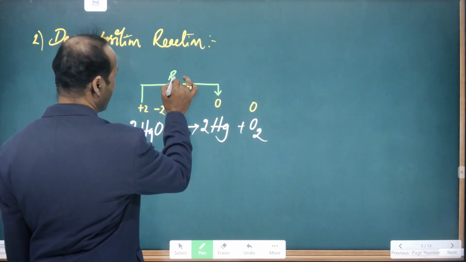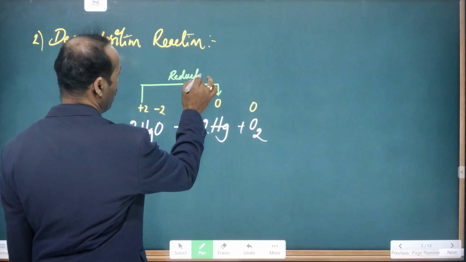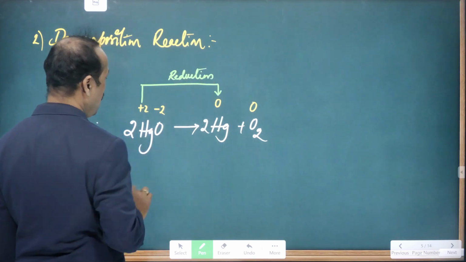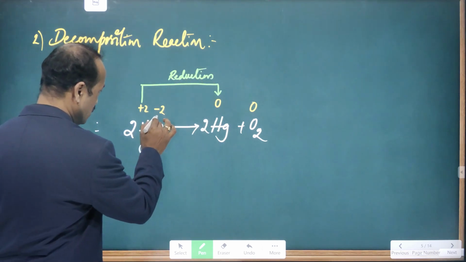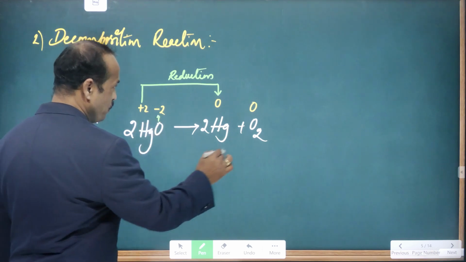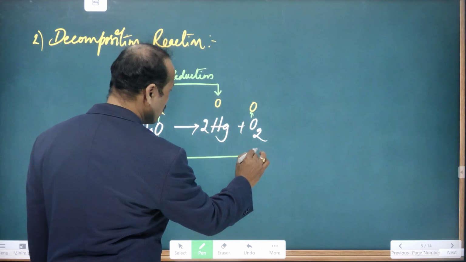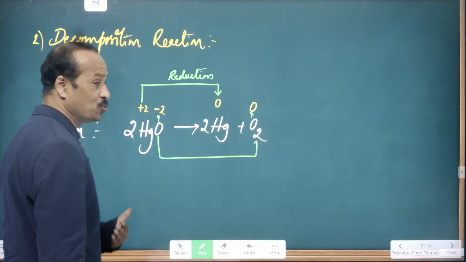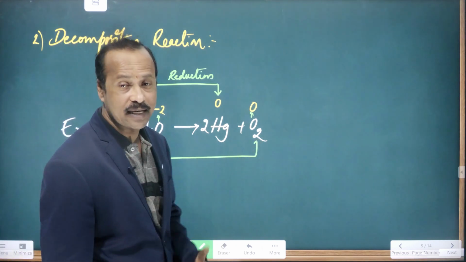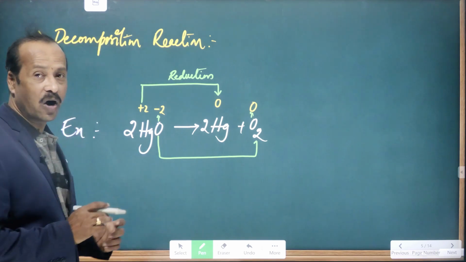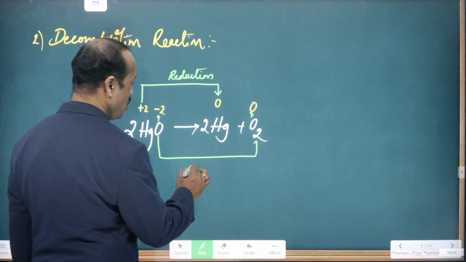So the oxidation number of mercury decreased by 2 units, +2 to 0. So this is called reduction, right? Now if you see the oxygen, here oxygen is -2, here oxygen is 0. -2 to 0 means it is increased. So there is an increase in the oxidation number. So this is oxidation.